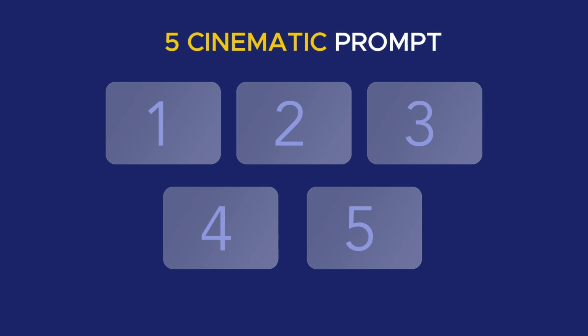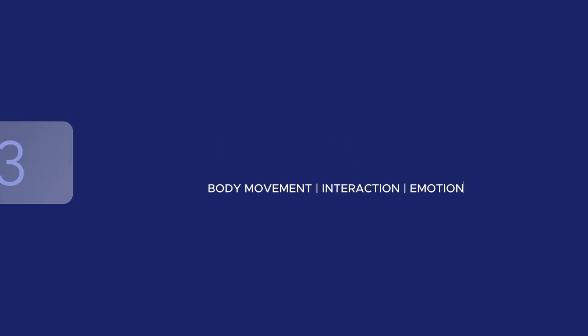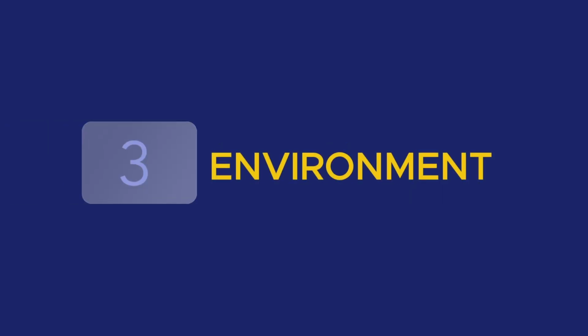To avoid wasting credits, there's a technique I use. I call it the 5 cinematic prompt templates. Here's what I include in every prompt. 1. Subject. Ask yourself, who is in the scene? What's their age? Relationship, clothing, gender, and art style. 2. Action. What are they doing? What is happening in the scene? Think of the body movement, interaction, emotions. 3. Environment. Where is the scene happening? This part is very important.